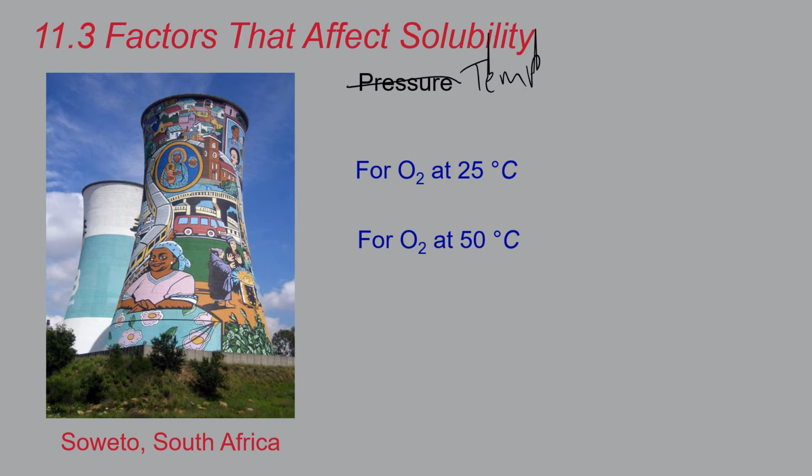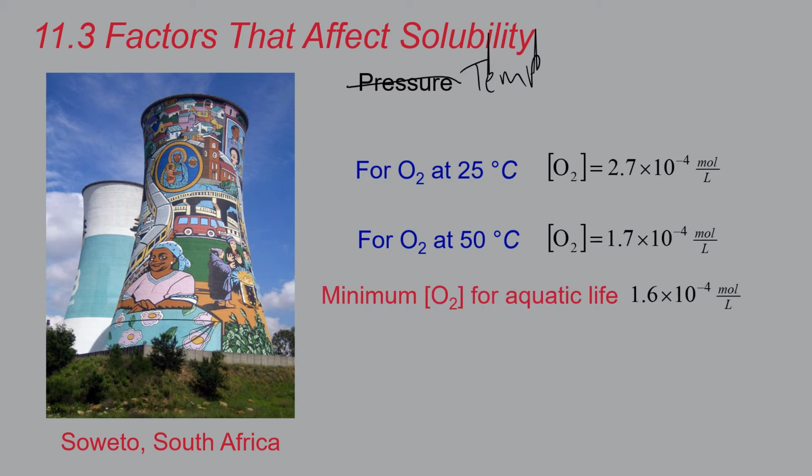All right. So for oxygen at 25 degrees Celsius, the maximum achievable concentration you can get is about 2.7 times 10 to the negative fourth moles per liter. If you increase the temperature to 50 degrees Celsius, the solubility goes down to 1.7 times 10 to the minus fourth moles per liter. Why is this important? Aquatic life, fish, plants, require a concentration of about 1.6 times 10 to the negative fourth moles per liter of oxygen to survive.